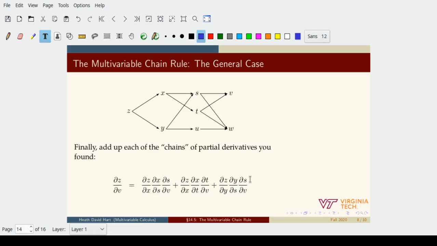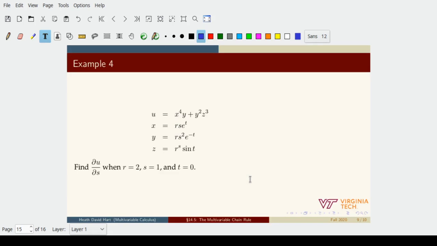This is a long-looking formula, but it's not hard to calculate. So let's try a couple of examples, and we'll wrap up. In this case, u depends on x and y and z, and x, y, and z depend on r, s, and t. And the instructions say to find the derivative of u with respect to s at the values 2, 1, and 0. Okay?